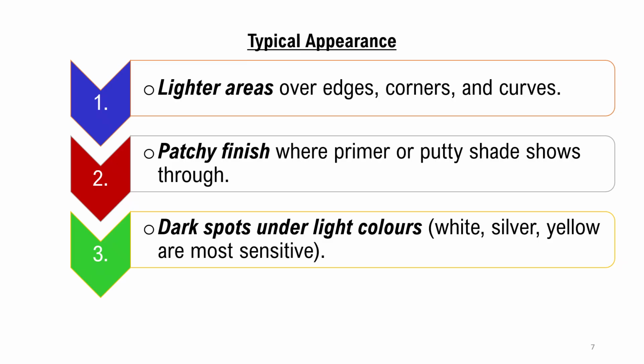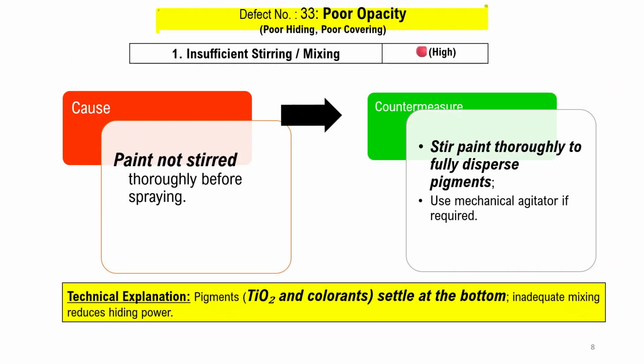Regarding its typical appearance, it is lighter areas over edges, corners and curves, patchy finishes, dark spots under light covers. In case of white, silver, yellow, these are the most sensitive. Coming to the causes and countermeasures.